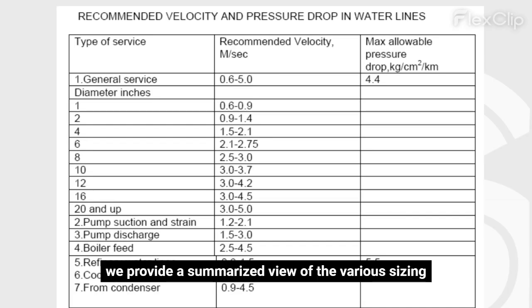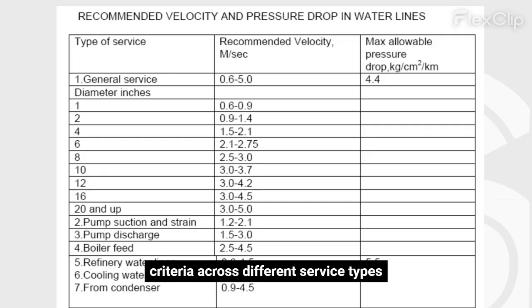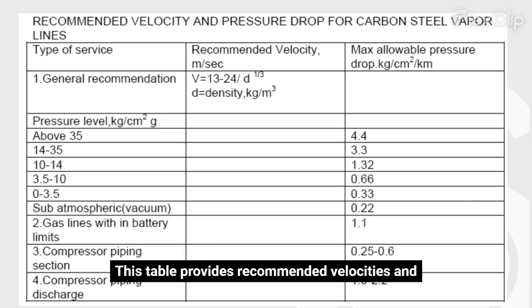In this section, we provide a summarized view of the various sizing criteria across different service types, serving as a quick reference guide for the design team during the initial phases of a project. This table provides recommended velocities and pressure drops specifically for carbon steel vapor lines.